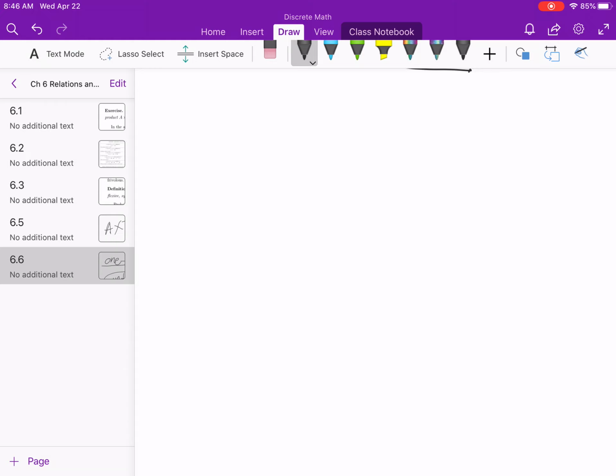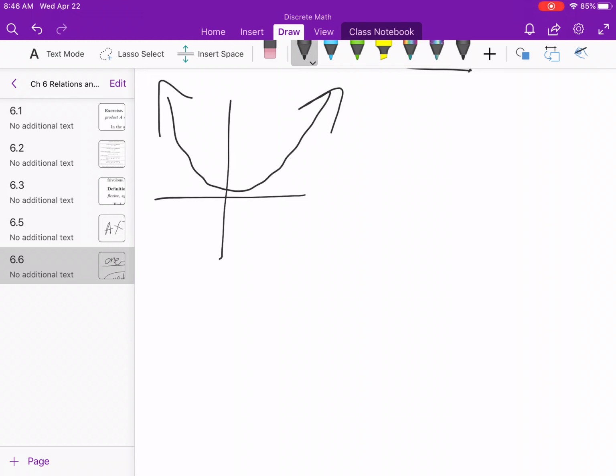And I think one of the canonical examples is the x squared function. So x squared looks like this, right?